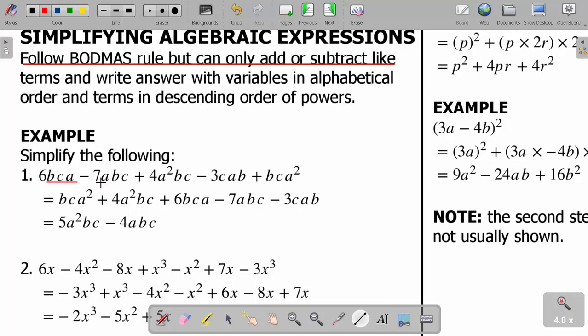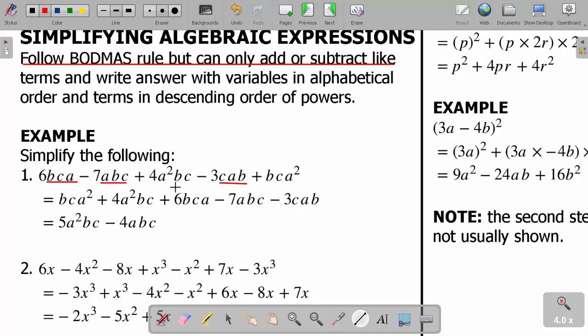Now ABC is the same as BCA in mathematics, so it's the same thing. Now another one is this, CAB. This one is also the same as ABC or BCA. It is the same thing. All these are the same.